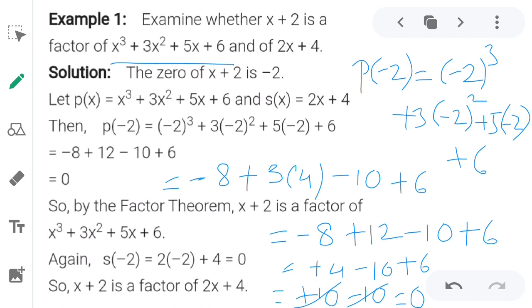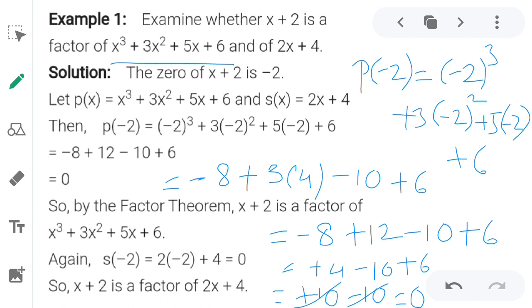So now can I say that x plus 2 is a factor of the given polynomial or not? Yes, we can say. Why? Because the result obtained after replacing the x value with minus 2 is 0. So we can say that x plus 2 is a factor of x cube plus 3x square plus 5x plus 6. Now let us recheck.